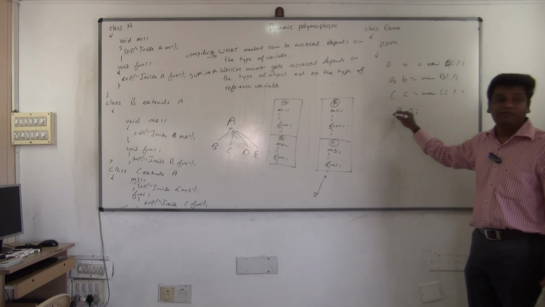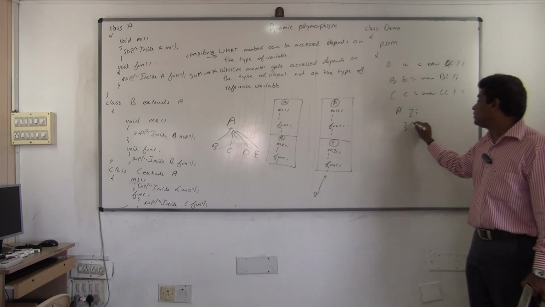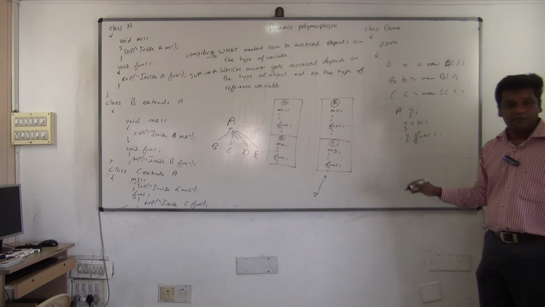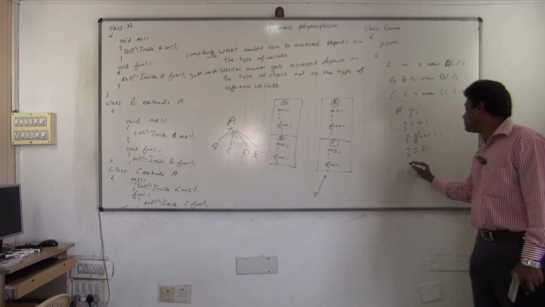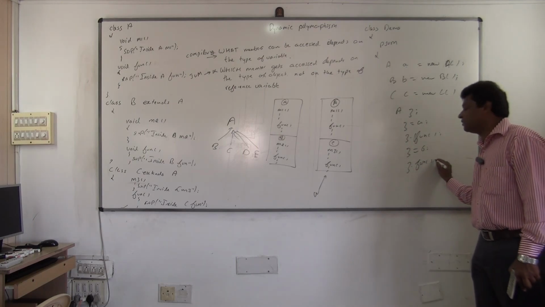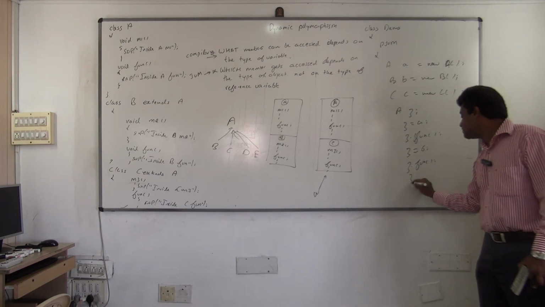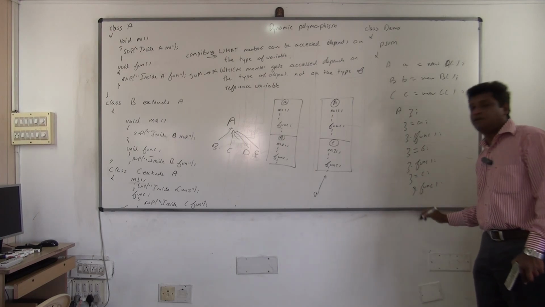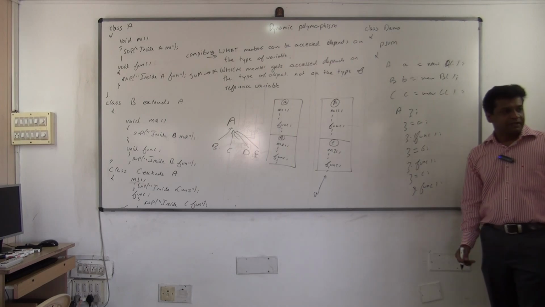Z is only a variable of type A. Z is equal to A. Z dot fun: method is executed from which object? A object. Z is equal to B. Z dot fun: method is executed from which object? B object. Z is equal to C. Z dot fun: method is executed from which object? C object. So, dynamic polymorphism.